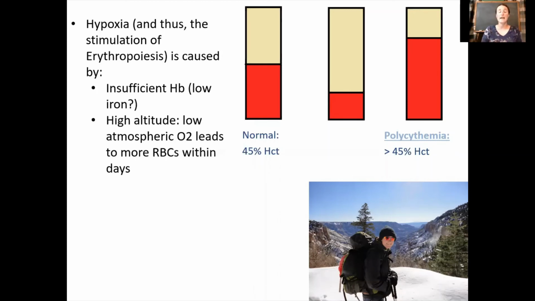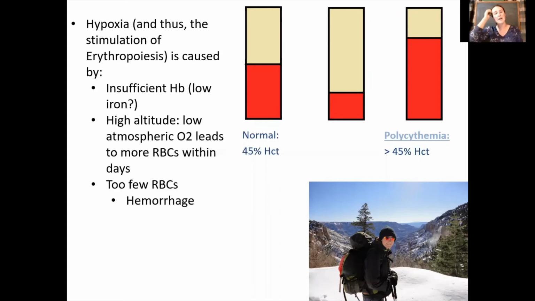But this is actually a completely normal response to being at high altitude, right? So within a couple days of being in Arizona, if you were to look at my blood, you would have seen that I had polycythemia. I had higher red blood cell count than you would otherwise expect.